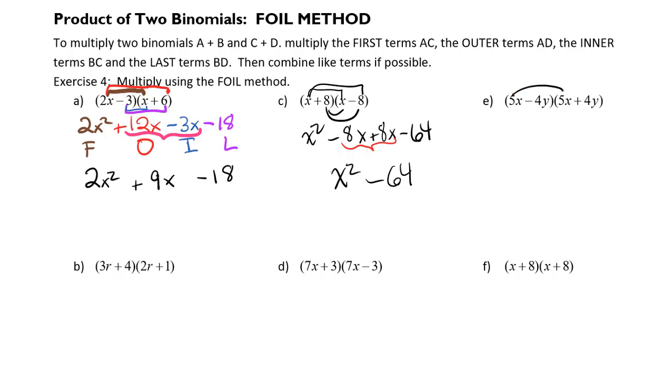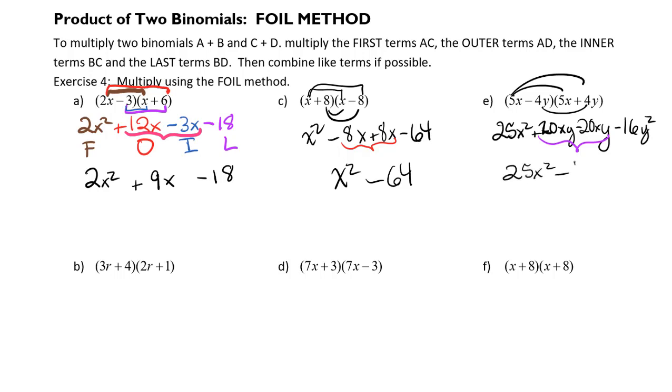Let's look at 5x minus 4y times 5x plus 4y. This will give me 25x squared plus 20xy minus 20xy minus 16y squared. If I combine the middle two terms, they add to 0, and I get 25x squared minus 16y squared. We call this a difference of squares, just like the last one is a difference of squares. Let's move on.